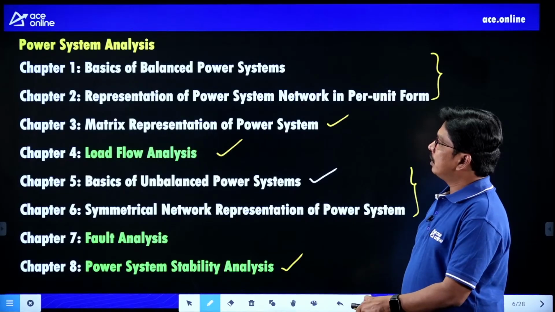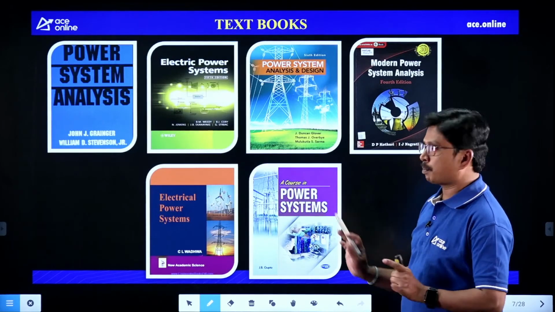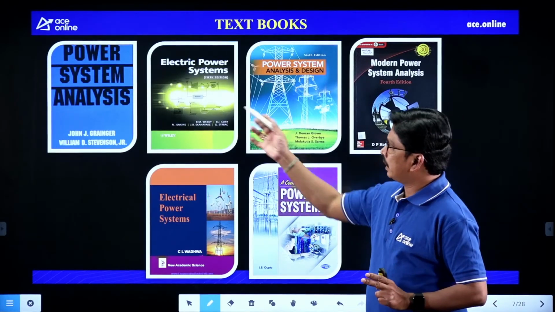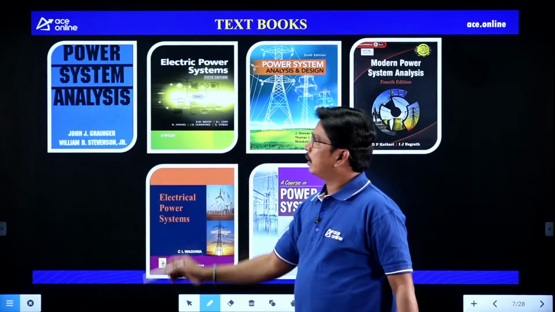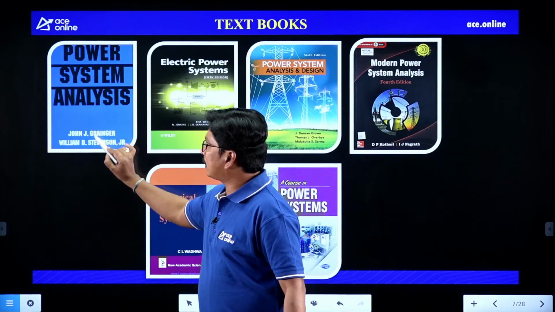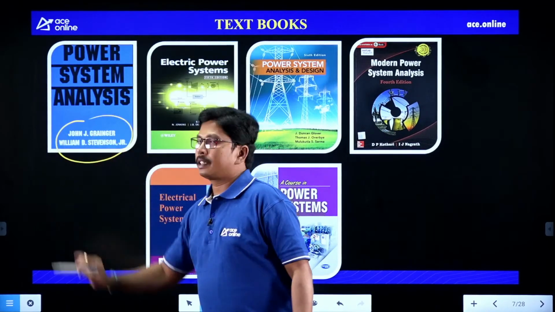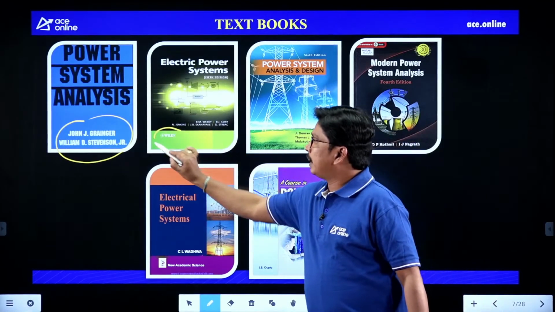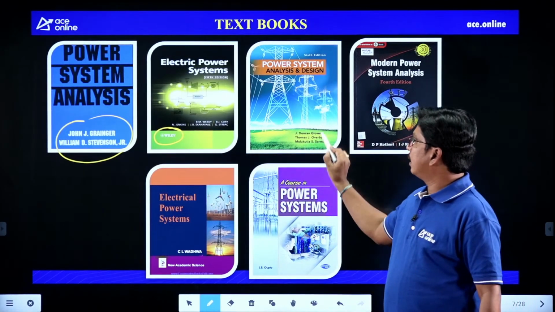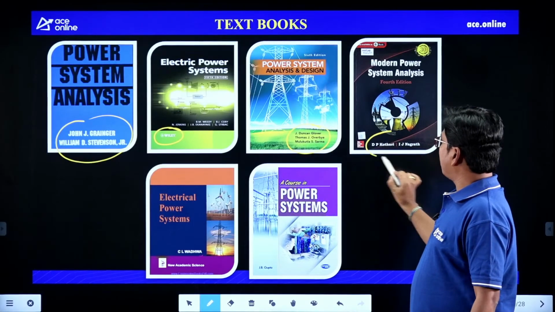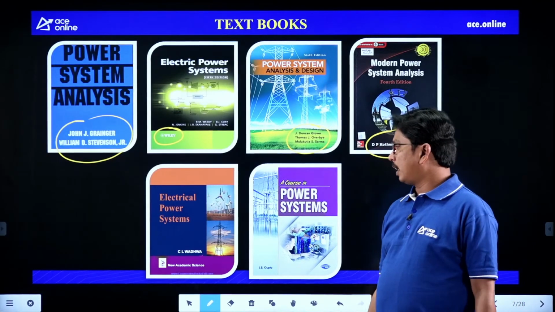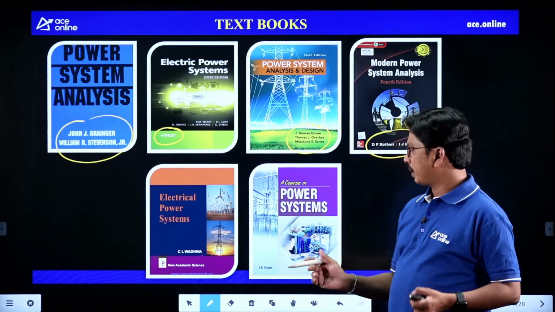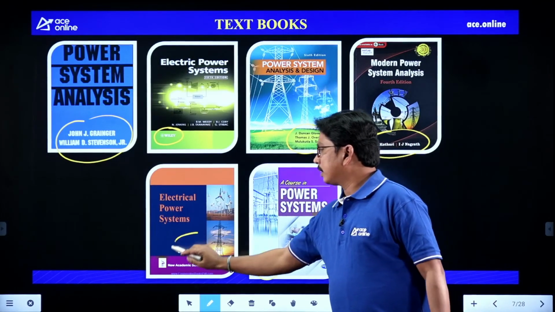Now, as we discuss every time, what are the textbooks we can prefer? If you want to learn the subject clearly, these are the textbooks: Power System Analysis by Stevenson and Grainger, Electric Power Systems by John Wiley publications, and we can take Duncan Glover, D P Kothari and Ajay Nagrath. And for practice questions for local state government exams, we can take J B Gupta and C L Wadhwa.